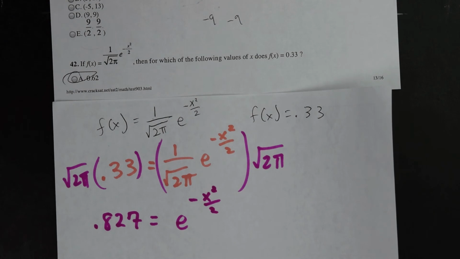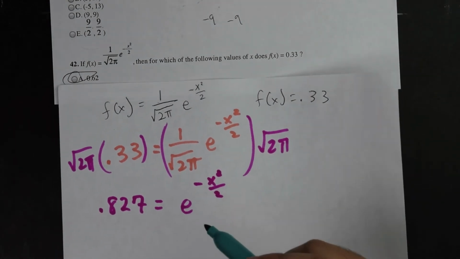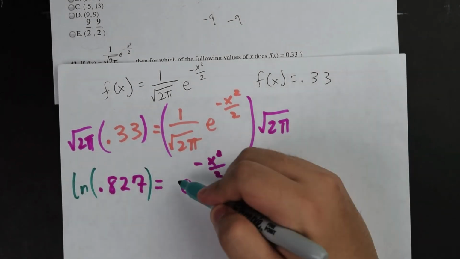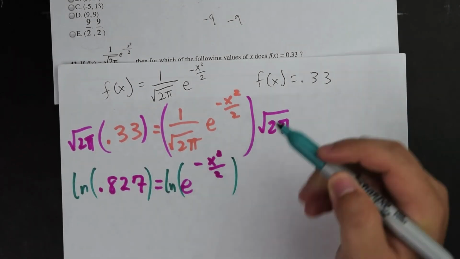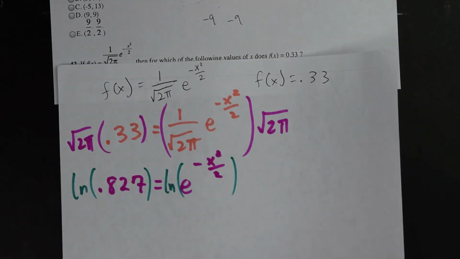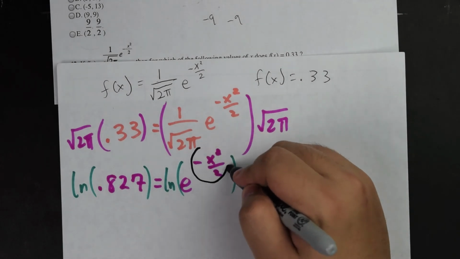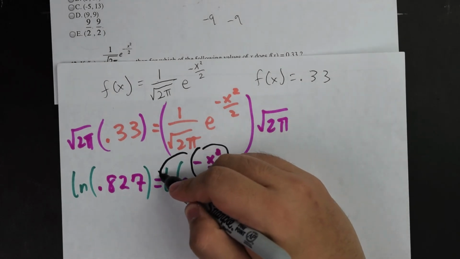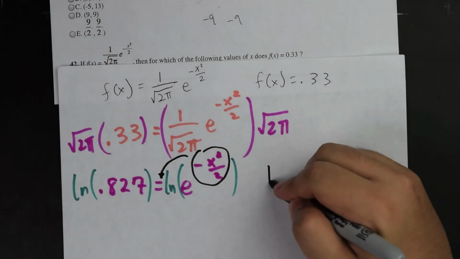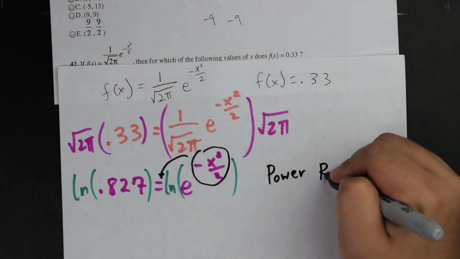Okay, and then once I got to this step, in order to get rid of this e, I need to ln both sides because that's the only way you could cancel out e. So what happens when I ln both sides is that this power right here is going to come down as a coefficient, when I do this log rule, because of the power rule. So the power rule will come into play right here.